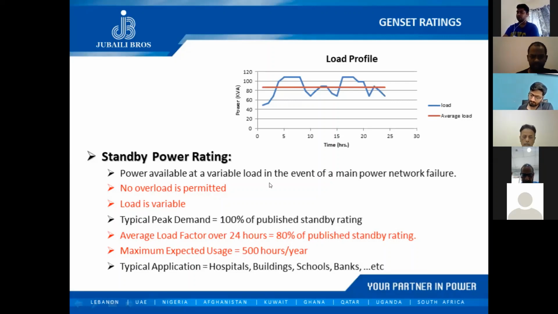Now, one might ask a question here. If it's the same engine and it depends on usage, what would really differ in terms of prime and standby applications for the end user, for the client? If he can push his engine to work at 110 kVAs continuously, why wouldn't he? The answer is very simple, guys. Warranty.